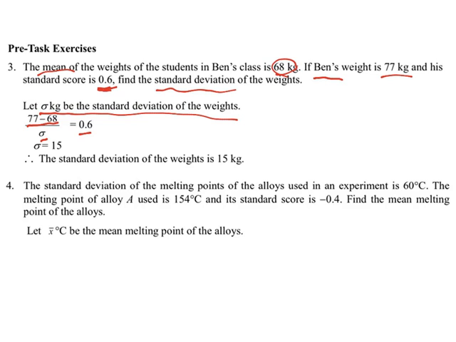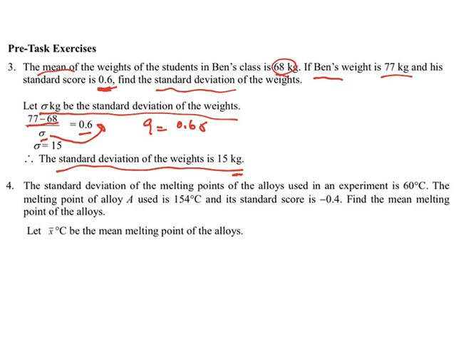Then we solve the equation. 77 minus 68 is equal to 9. Then sigma moves to the right hand side, so 0.6 sigma. Finally 9 divided by 0.6, we get 15. So the standard deviation is 15 kilograms. Remember to put the units: mean and SD have units, but standard score does not.